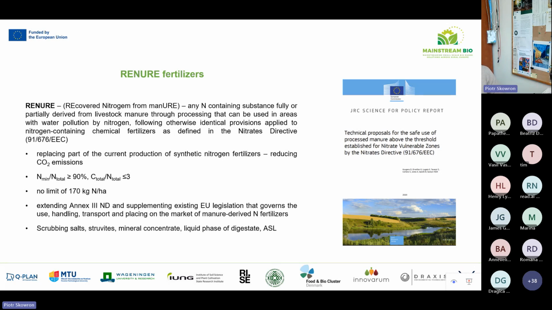The RENURE project. It's a proposal of the European Commission about starting with a new definition for a small group of fertilizers produced from manure, and the Commission would like to put it into a separate group where these fertilizers would not be subject to the limit of 170 kilograms of nitrogen, which is the limit for manures, because at this moment every fertilizer produced from manures is under the 170 kilograms of nitrogen limit.